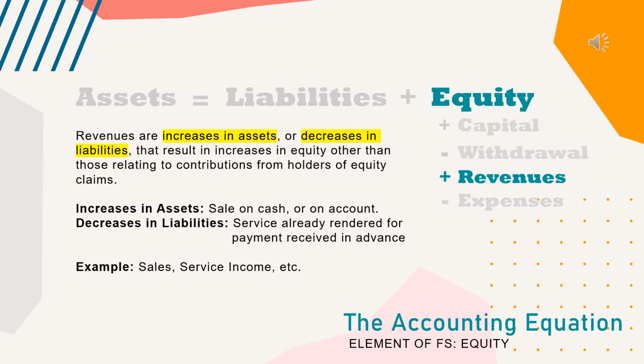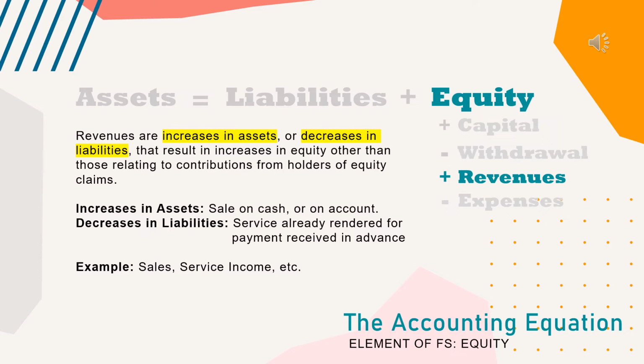Now we proceed with revenue. Revenues refer to increases in assets or decreases in liabilities that result in increases in equity other than those relating to capital contributions. For example, if we sold goods for cash, the transaction increased our asset in the form of cash. Or if we sold on account, the transaction increased our asset in the form of a receivable. On both occasions, we earned a revenue.